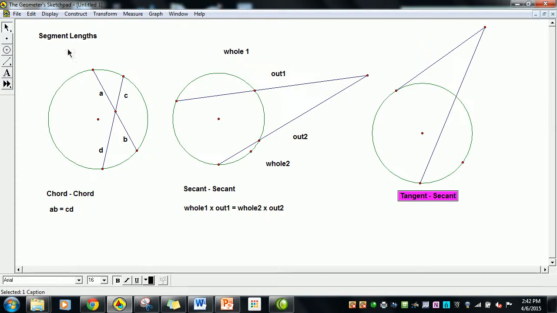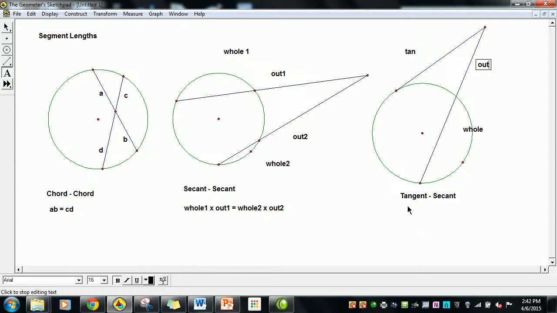Now a tangent doesn't have a whole and an out. For a tangent, the outside is the whole. So I'll just call that the tangent. That's the distance here. And then the secant has a whole length, of course, but it also has an outside length. And by outside, I mean it's the length outside the circle here.